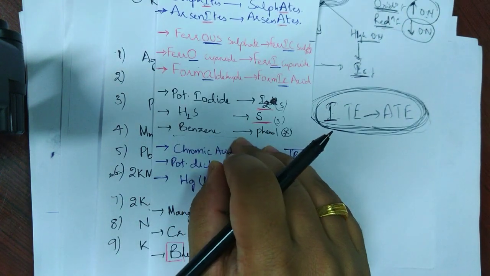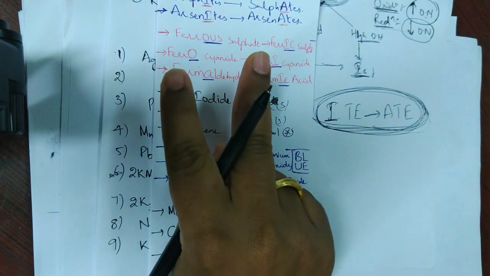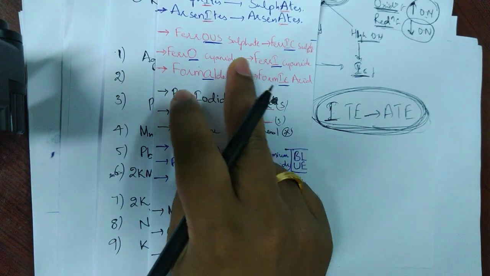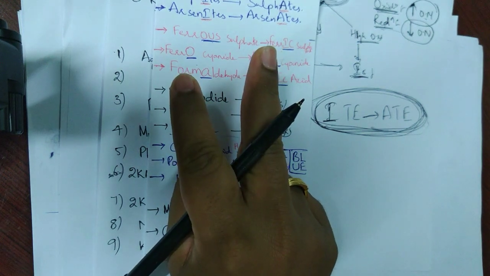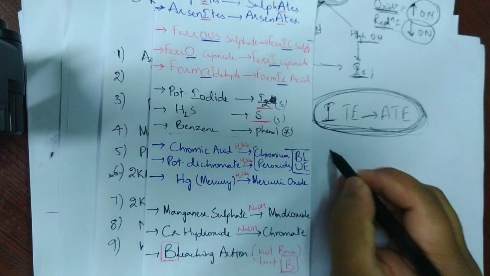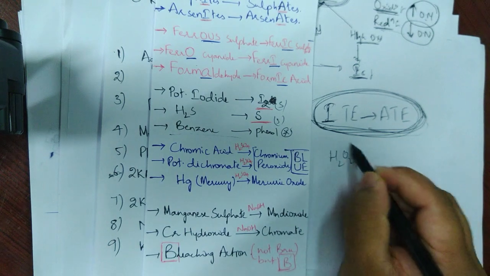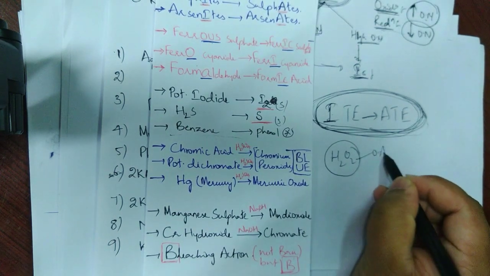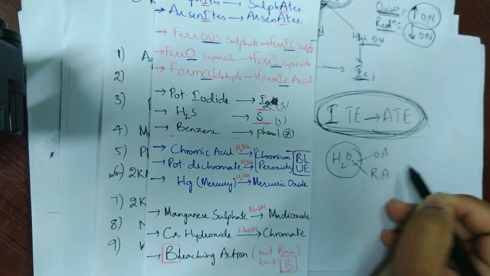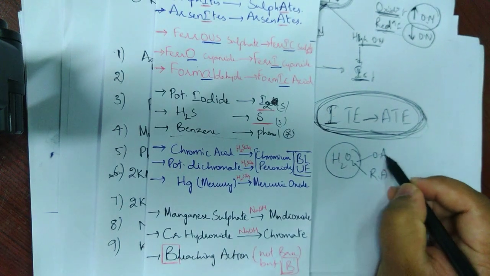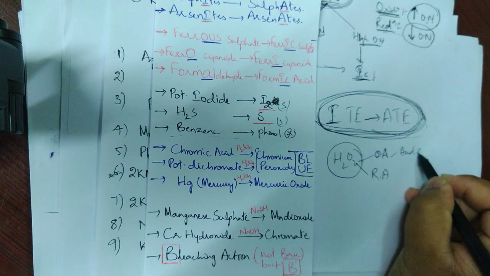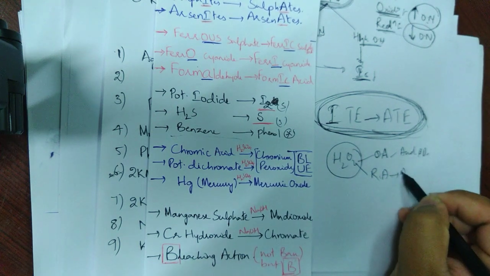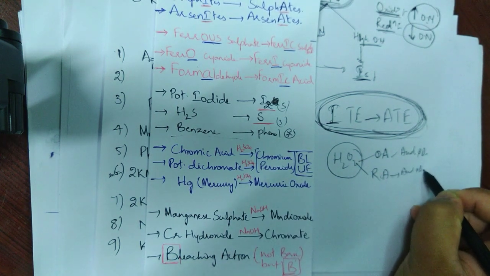Then there are 2 other groups, which are: what are the reactions in acidic medium, and what are the reactions in basic medium. Okay, H2O2 is acting like an oxidizing agent, reducing agent excuse me, in both acidic and basic medium. This also in both acidic and basic medium.